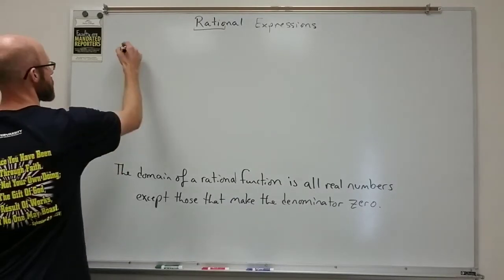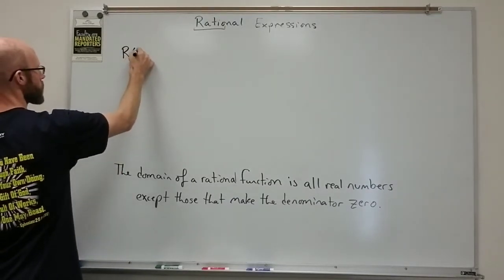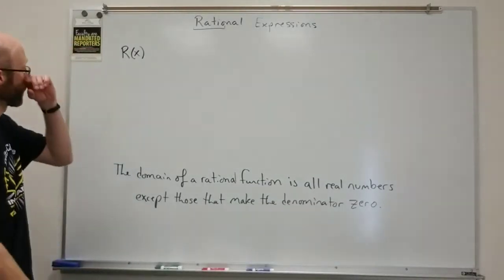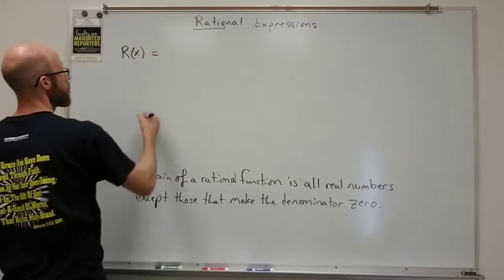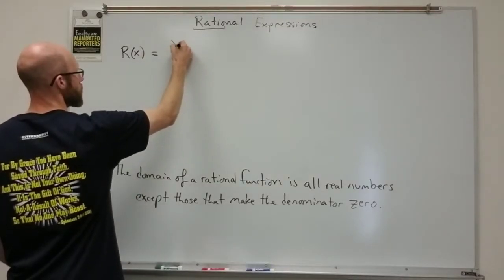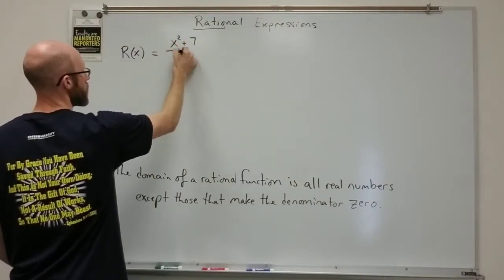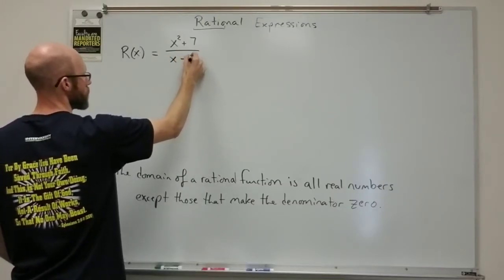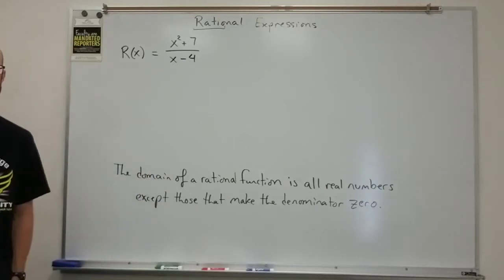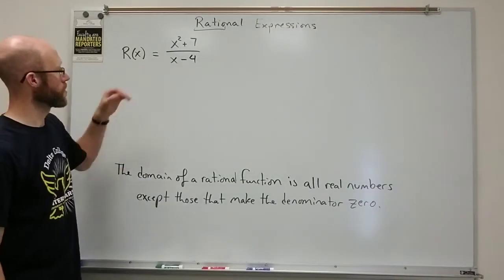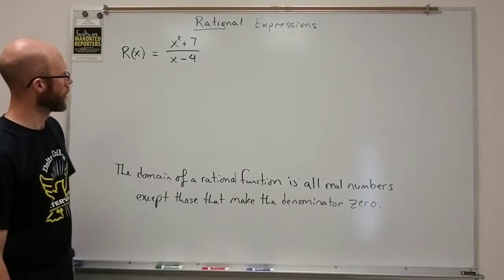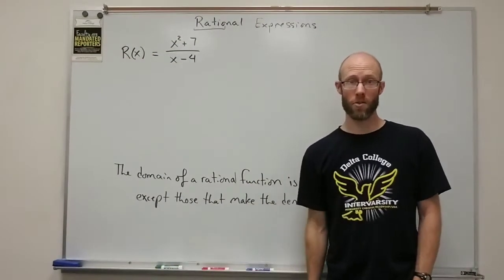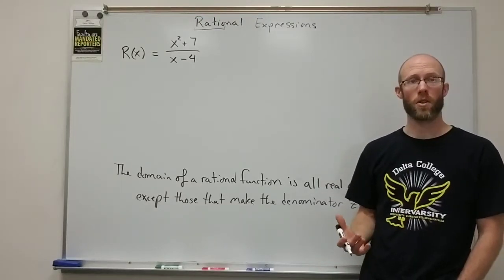Okay, so let's take a look at something. We'll do R of x for rational function. I won't always use R of x. I could use f of x or g of x or whatever I want there. For this one, I'll use R of x. So R of x equals maybe (x squared plus 7) over (x minus 4). Okay? So on this particular function, we could find some function values, and we could find the domain. So there's a bunch of things we could do here.